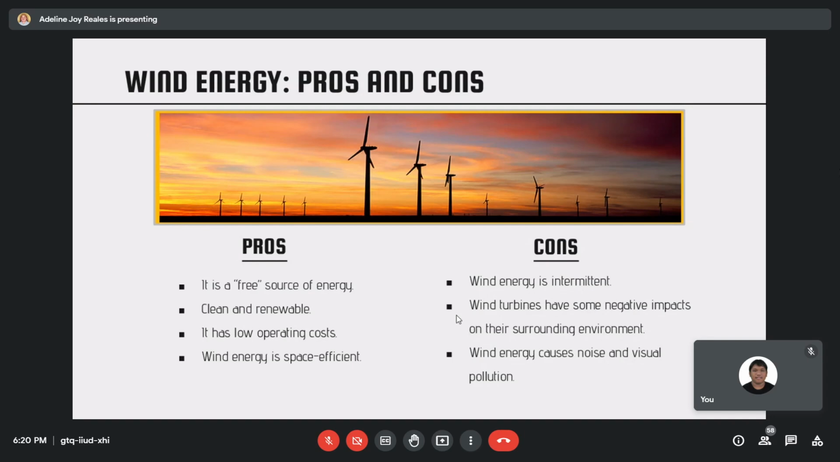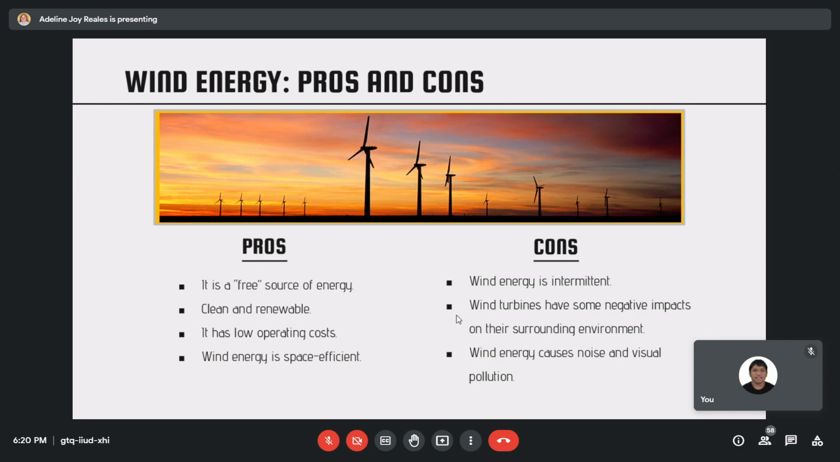Next is that wind turbines have some negative impacts on their surrounding environment. The blades can harm and kill species that fly into them, like birds and bats. The construction of wind farms can also disrupt natural habitats of local species if not conducted in a sustainable manner. However, these problems can be solved to some extent with technological advancements and properly siting wind farms.